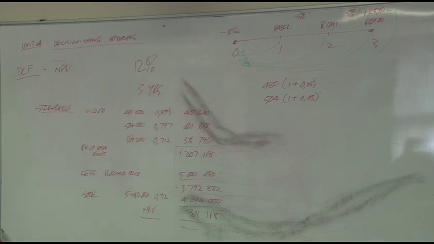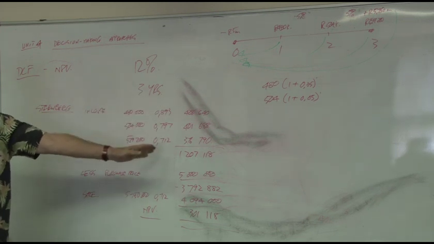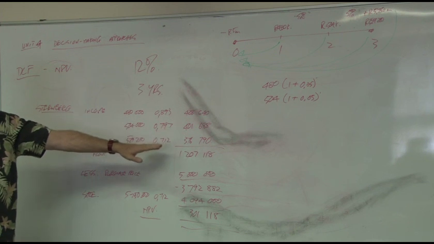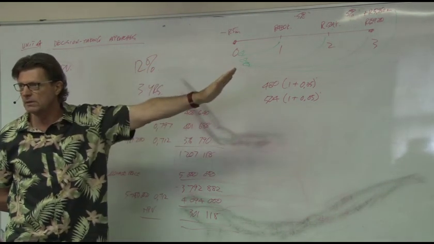Are there any questions about this? Okay, in the exam you will be given these discount factors, the 1-year discount factor, the 2-year discount factor, and the 3-year discount factor. And you'll get a 3-year scenario, just like this, very similar.